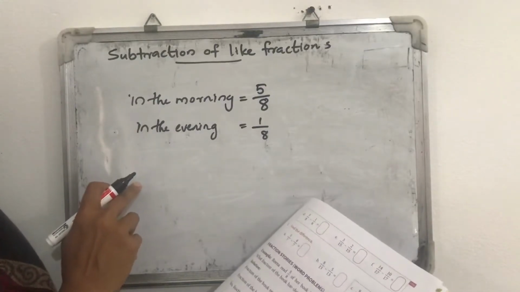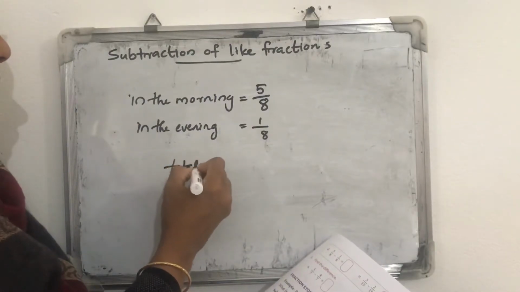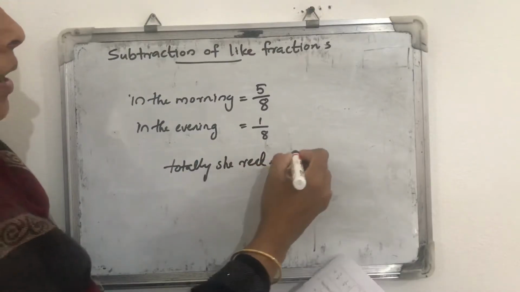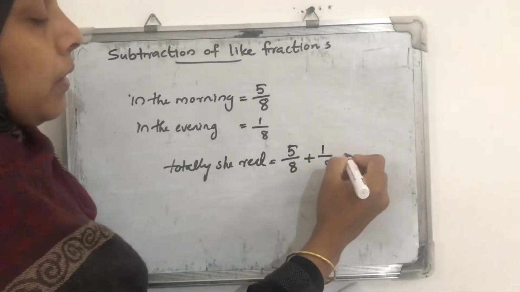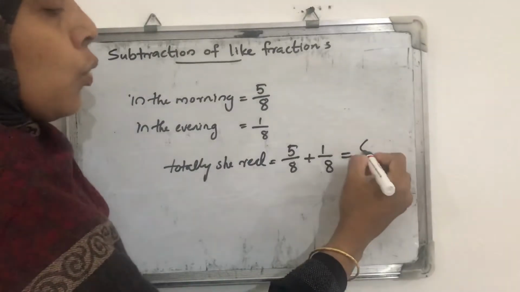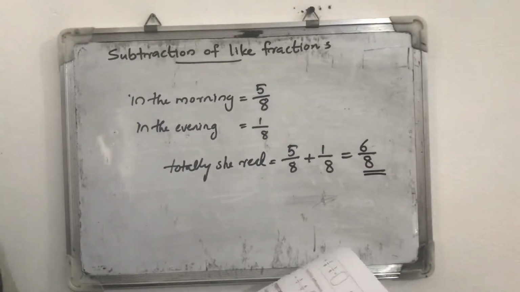So what can we write? The fraction of the book she read in total. How can we find it? By adding 5/8 plus 1/8. Both are like fractions, so we only add the numerators. So 6/8 part of her book she read in total.